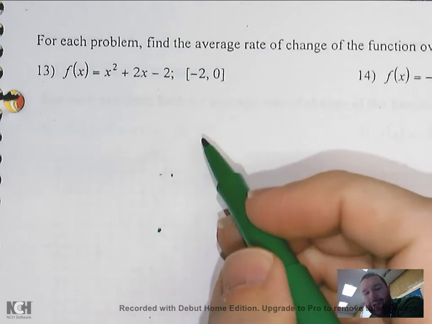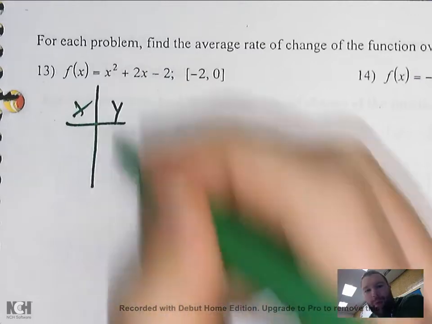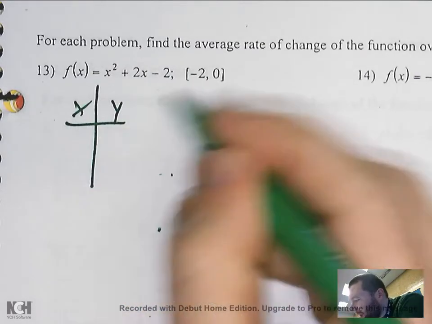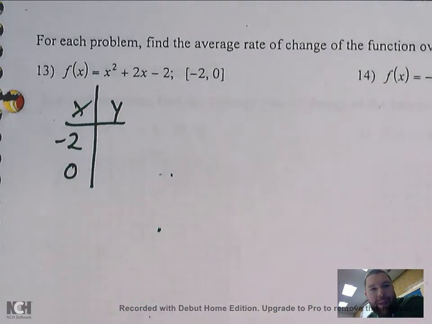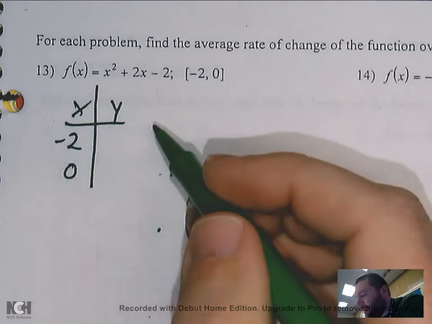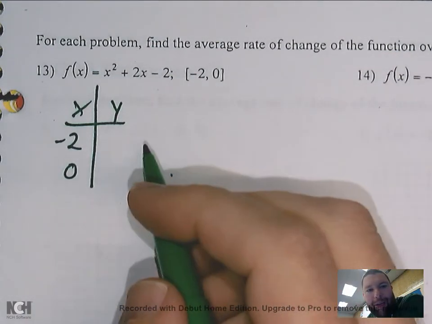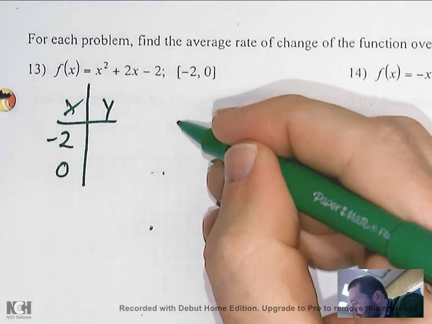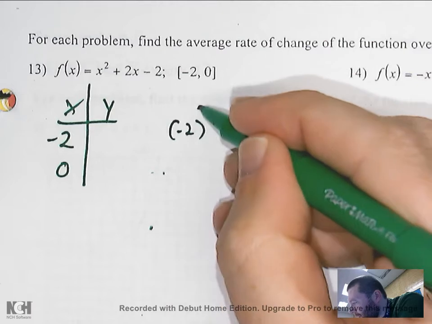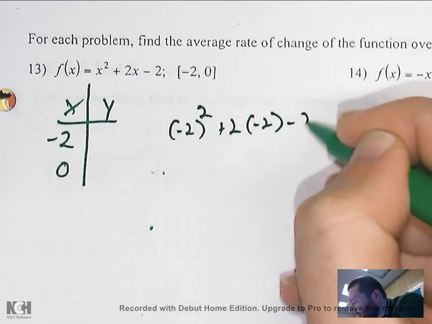So to find the average rate of change, we're going to start by making a table, an XY table, and we're going to put these two values in for x. Then we're going to plug those values into the equation to figure out what the y value should be. So when we plug it in, we'd put in -2 squared plus 2 times -2 minus 2.